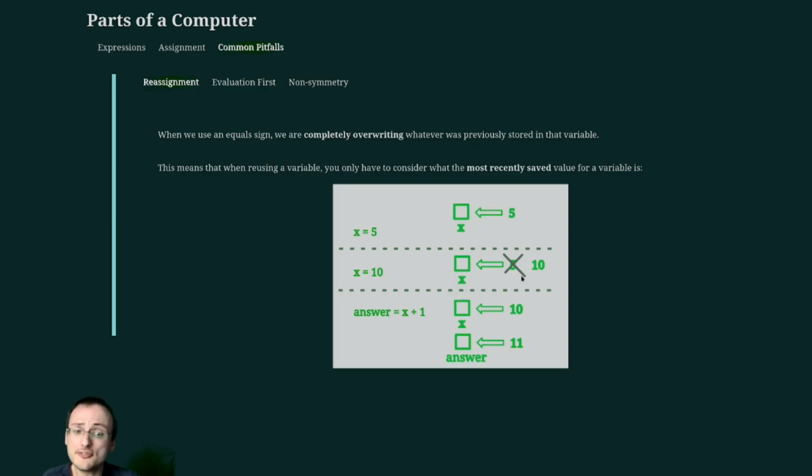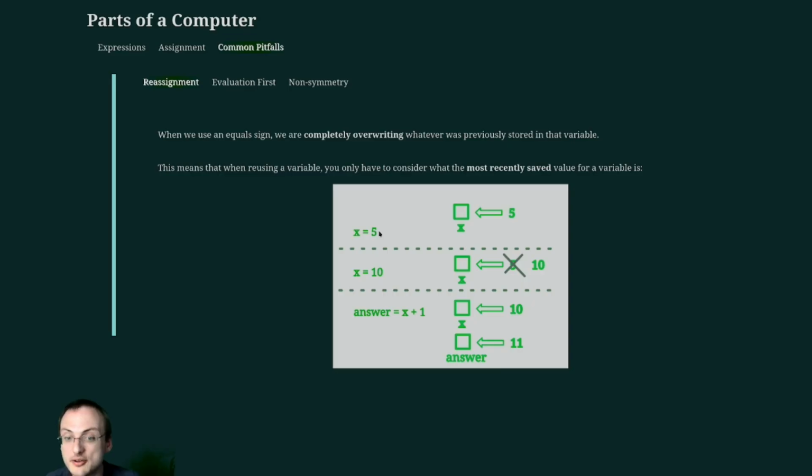And then in the future, if I use x, like say I say answer equals x plus 1, then when I go and fetch x, it's going to fetch only that most recently saved value. So the answer will be equal to 11.